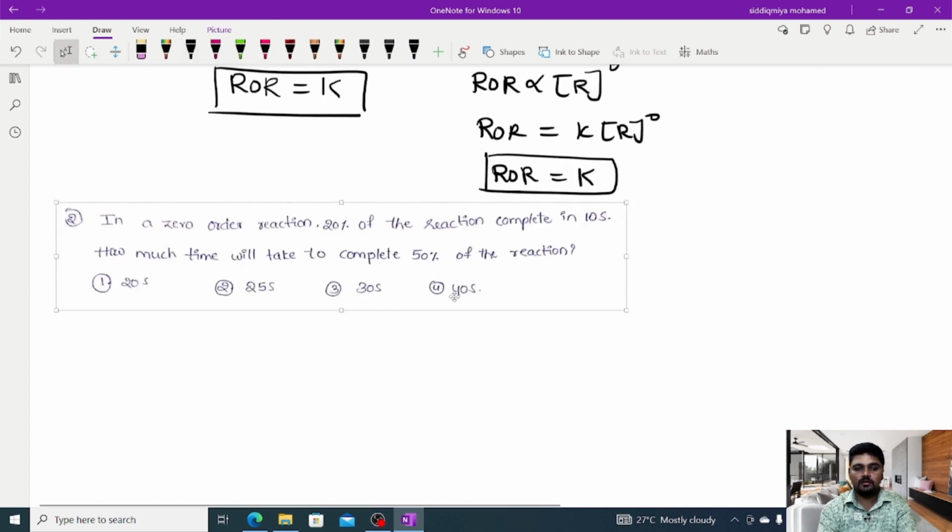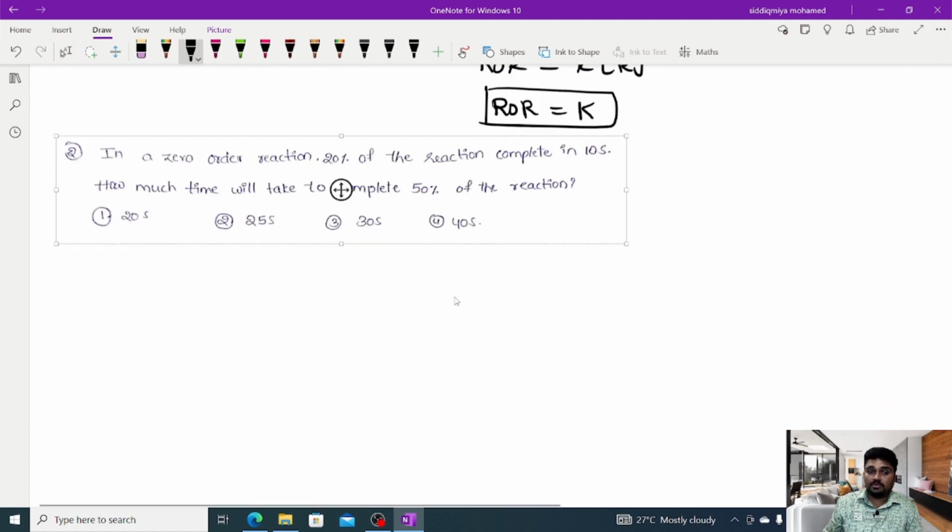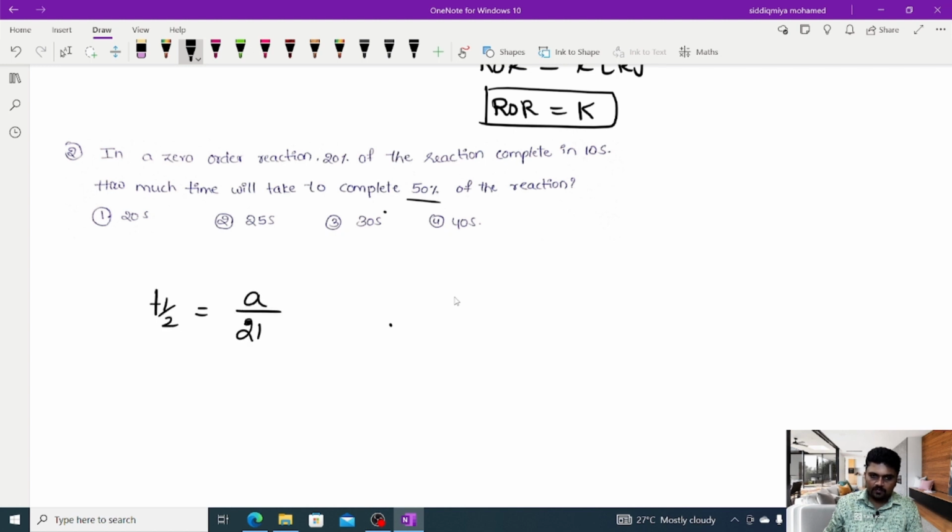So here, in a zero order reaction, 20% of the reaction completes in 10 seconds. How much time will it take to complete 50% of the reaction? They are asking for 50% completion, meaning t half. First you write the t half formula: t half is equal to A by 2K. For the zero order reaction with 20% complete, you can take 100% as 100, not a problem. So first you have to find out K.